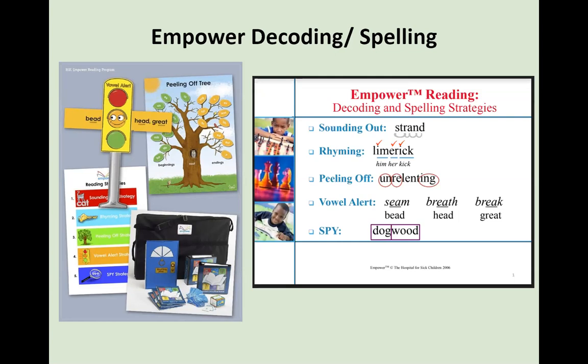The Rhyming strategy teaches students to recognize rhyming words and patterns to further remediate their decoding skills. The Peeling Off strategy is designed to teach struggling readers to recognize important word parts and chunk multi-syllabic words. The Vowel Alert strategy teaches struggling readers to be flexible when reading and remember that vowels and vowel combinations can make multiple sounds. The SPY strategy teaches students to identify compound words.